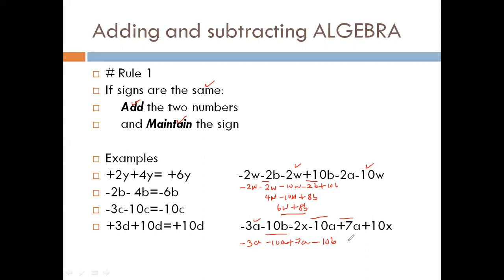Then we move on to the x's. We've got minus 2x, then plus 10x. Okay, we simplify, signs are the same. We add the two numbers, we get 13a plus 7a. Then the b's is just 1b. Okay, we write minus 10b.